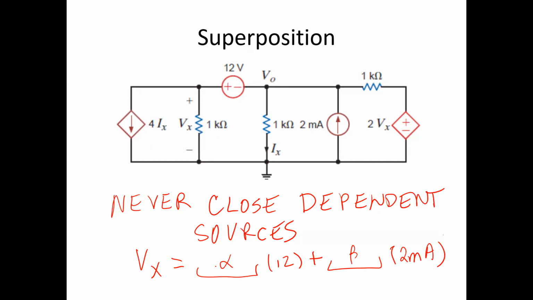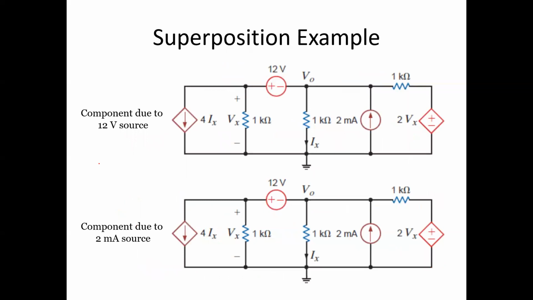So if we want to find, for example, alpha, then I don't want to have the 2 milliamp contribution. So I'm going to turn off the 2 milliamp source. And if I want to find beta, I don't want the 12 volt source. I'm going to turn it off and then calculate what's left. And then at the end, I'm going to add the two components together. So now the key thing is, what do the subcircuits look like? Let's go through and actually draw this.